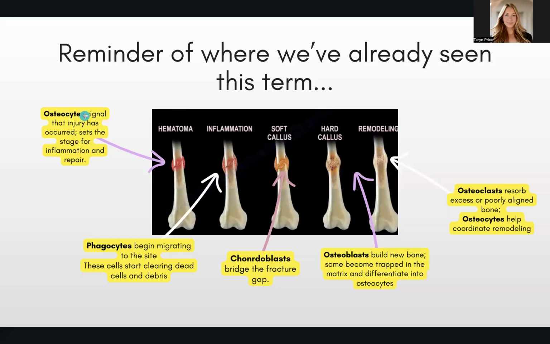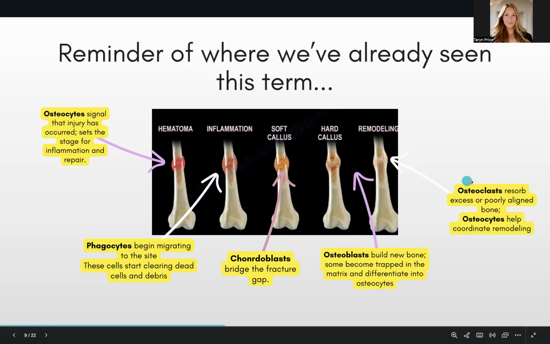So, just as a reminder, osteocytes are those mature bone cells. Right? They're kind of maintaining bone there. They might signal that injury has occurred and set the stage. Phagocytes begin migrating to the site, and they're going to start clearing dead cells and debris, help clean things up. Chondroblasts are another one we learned about. They bridge the fracture gap, so they're going to start to lay down a soft callus. Then we're going to try to build that bone back into something solid with osteoblasts. Remember, we said B for build new bone.